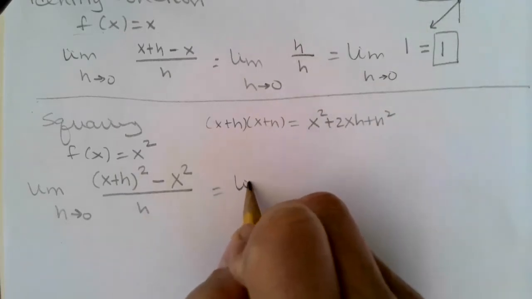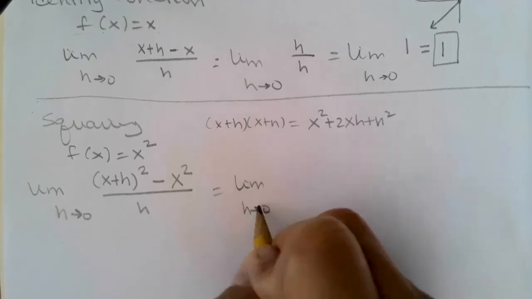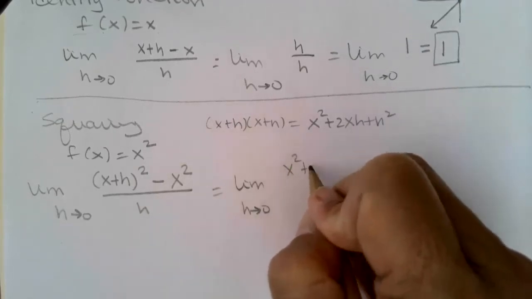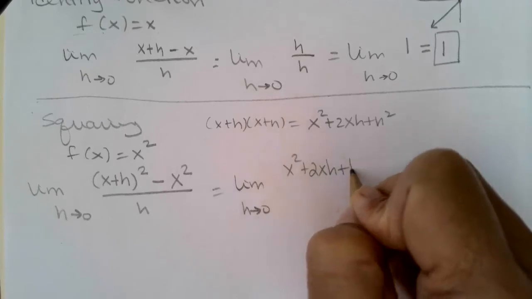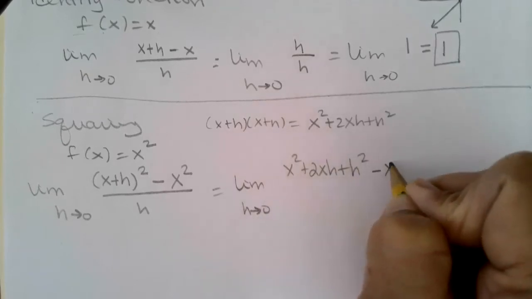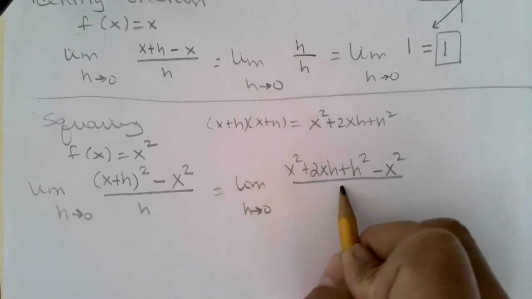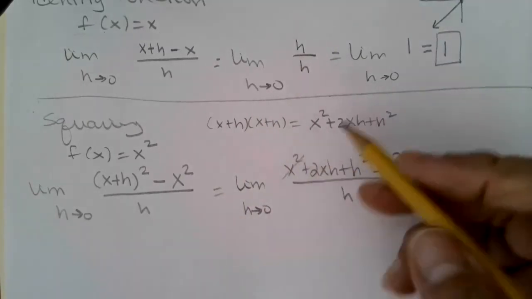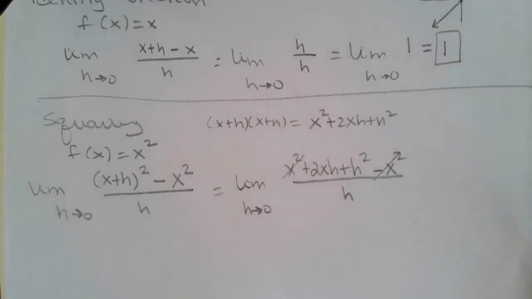So what do we have then? The limit as h approaches 0 of x squared plus 2xh plus h squared minus x squared, all over h. So the x squareds, I have a positive and a negative, so those are gone.